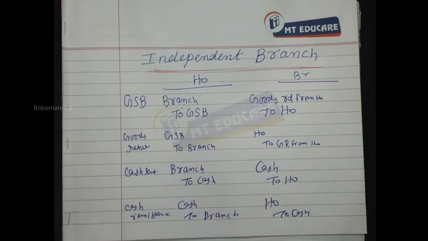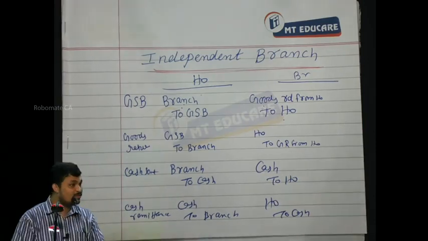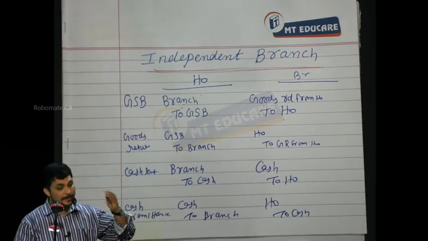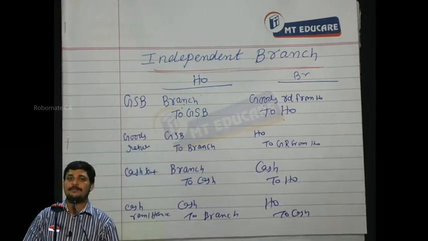Fine. Everybody, we were actually discussing the topic called independent branch. In the branch, we had two classifications. The primary classification was dependent branch and independent branch. We have solved all the issues and concepts from dependent branches, and we have just started the topic independent branch.